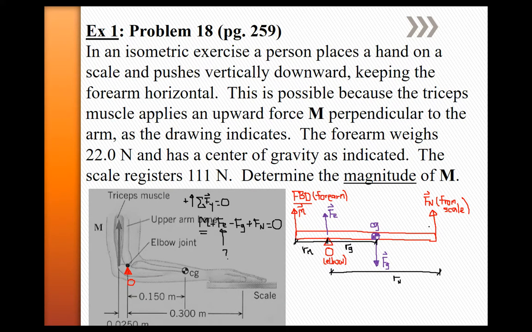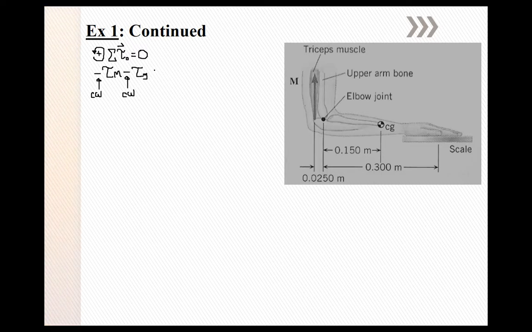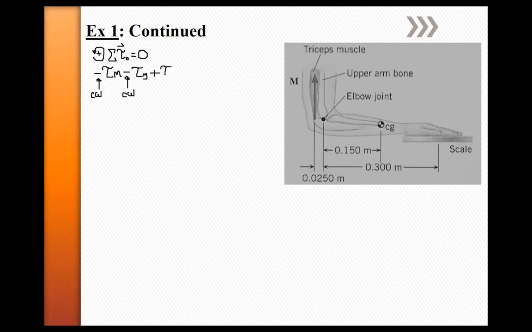Okay, so if you only applied Fn on the scale at the very right end, this would cause the teeter-totter to rotate in a direction that would then be counterclockwise. So that's going to be plus tau n. We'll use n for the normal force. Okay, so that's my torque equation of motion, and we're going to expand it a little bit further.